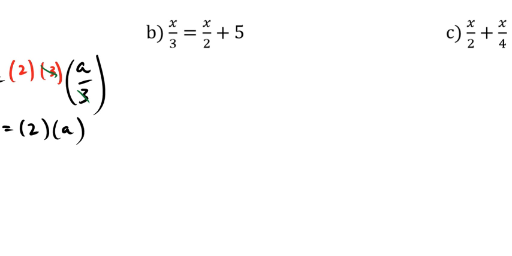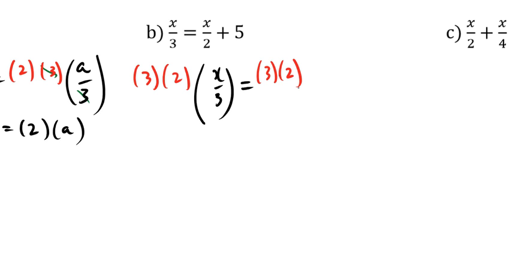So if you want to know what that looks like, you can watch. So times 3 and times 2, because those are my denominators, right? And then multiply that by x over 3 equals, multiply this by 3 and by 2, and that's x over 2 plus, and multiply the 5 by 3 and by 2. This is the part that people forget.